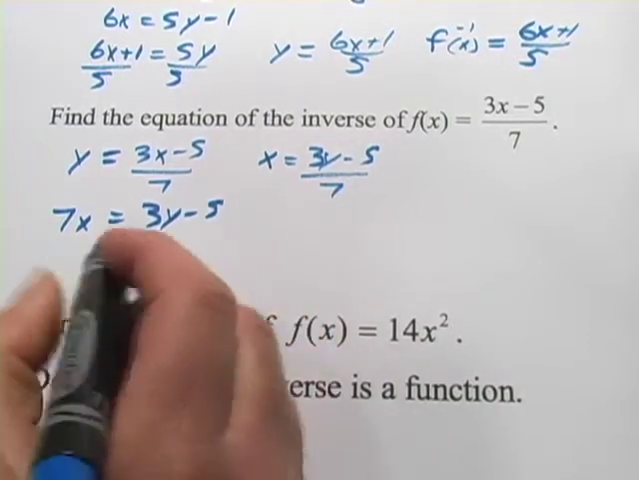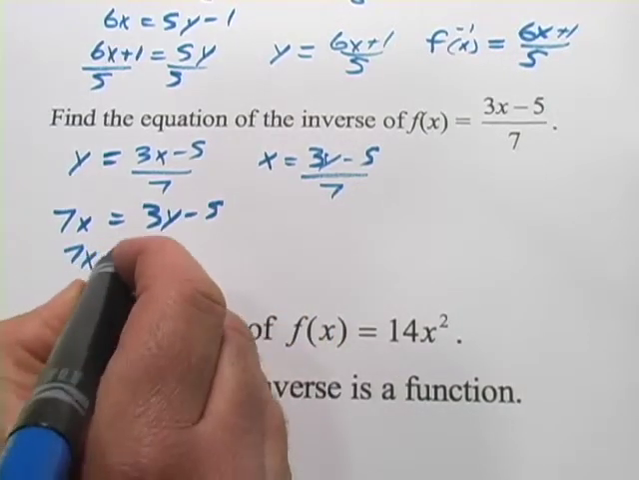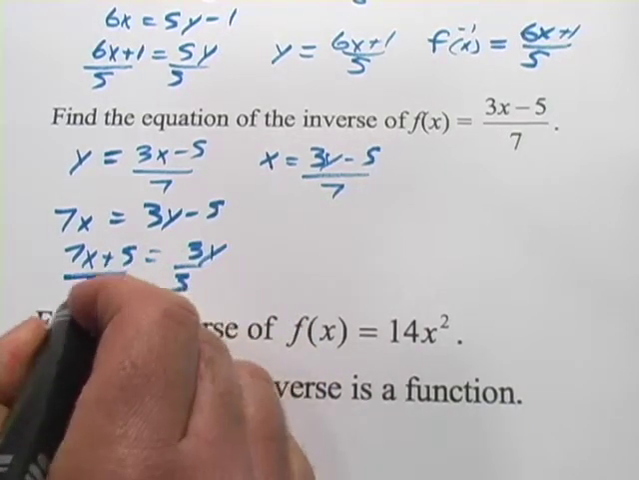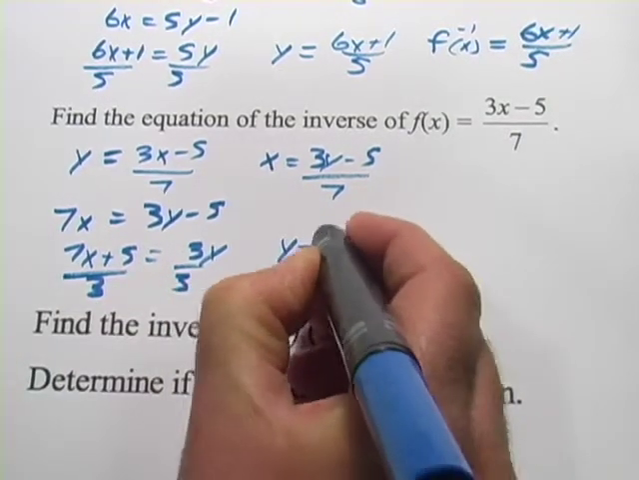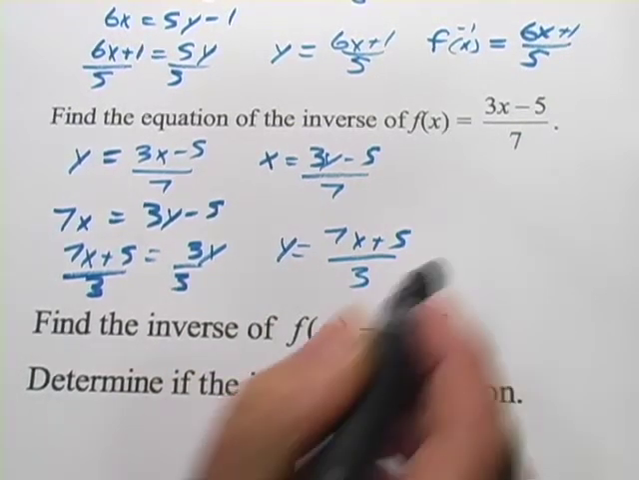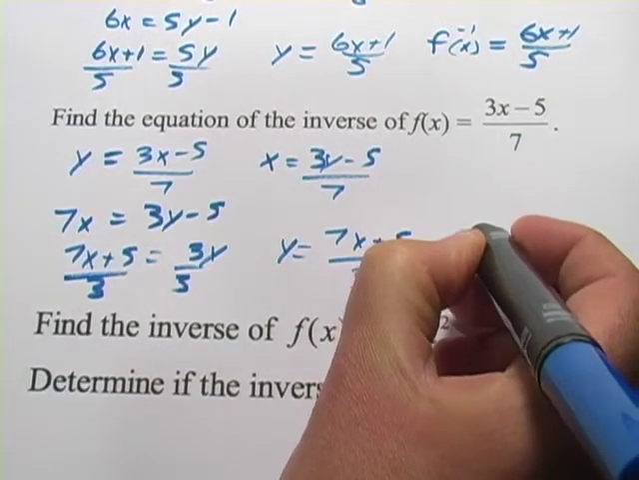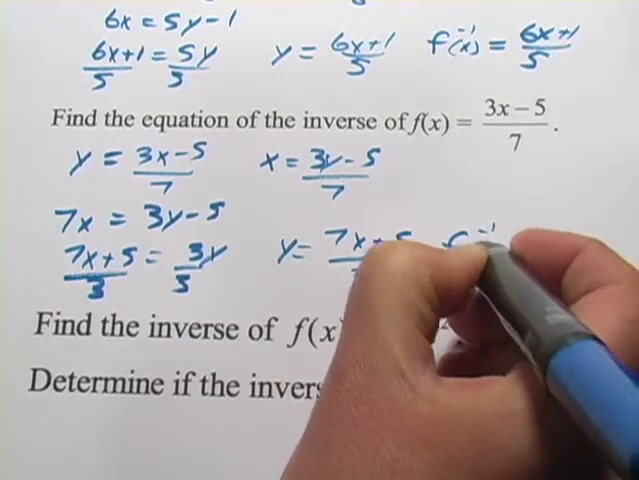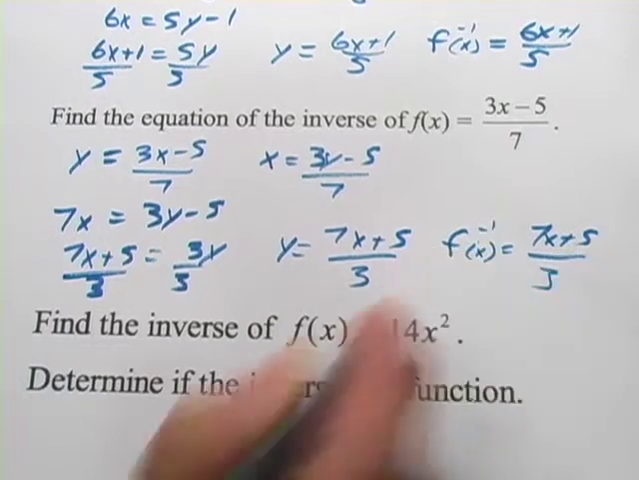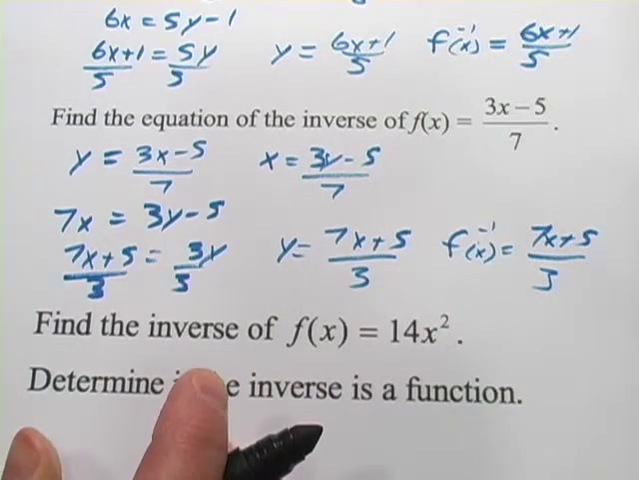I'm going to add 5 to both sides. I get 7x plus 5 equals 3y. Then I'm going to divide by 3. And I get y equals (7x plus 5) divided by 3. And then I'll sub back in my function notation, but the inverse, (7x plus 5) divided by 3. And that is my answer.